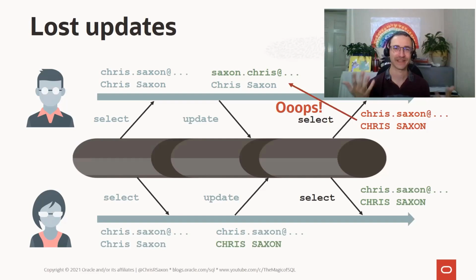So this is the classic lost update problem. Two people read the data at a similar time. They both change different fields in that data, push the changes back to the database, and one of them overwrites the other's changes. So this is a classic lost update problem. So that's what it is, and how do we solve it?